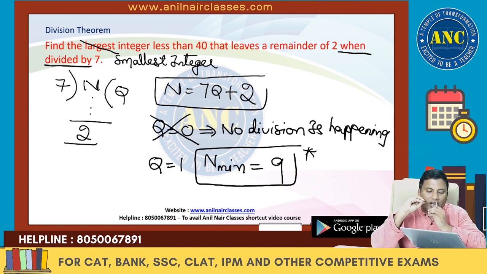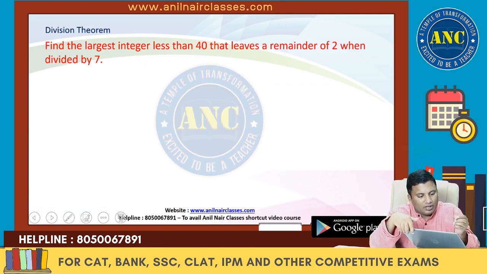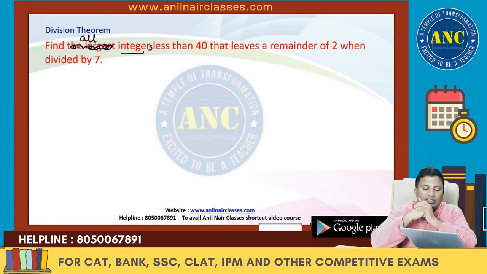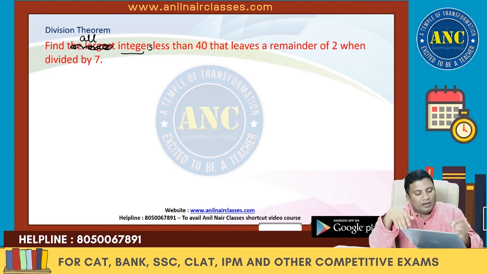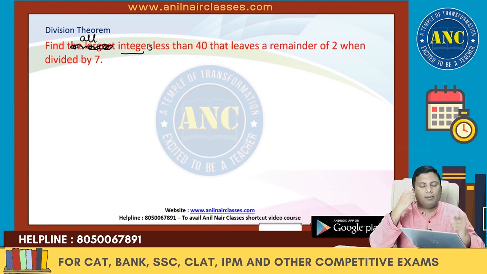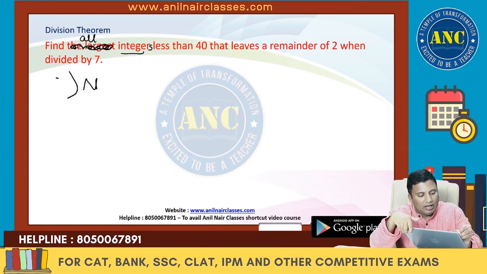Smallest integer, largest integer. Next, another question. Find all the integers less than 40 that leave a remainder 2 when divided by 7. We have found out the smallest, we have found out the largest. Now we are finding out all the numbers from the smallest to the highest. There is a number n. It is divided by 7. Quotient is q. Remainder is 2.